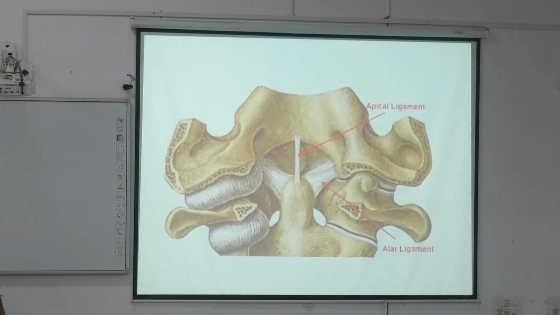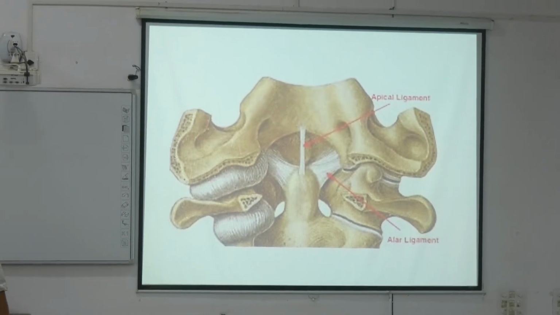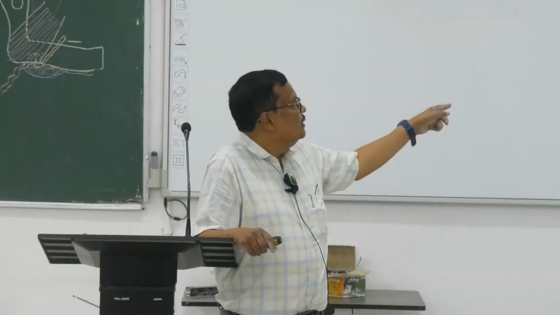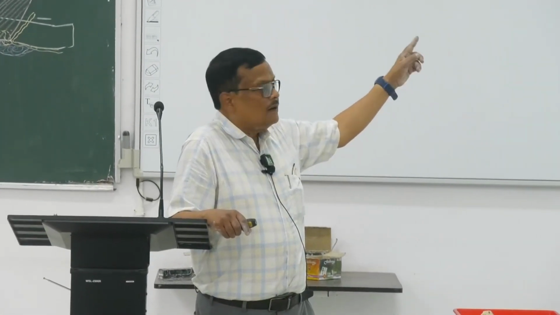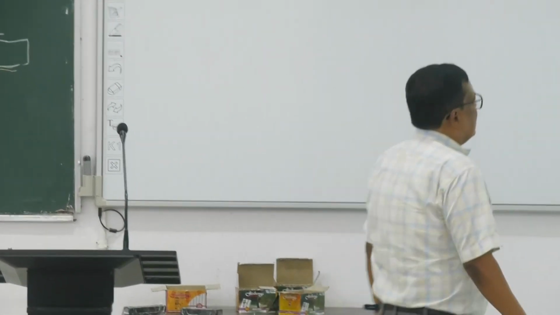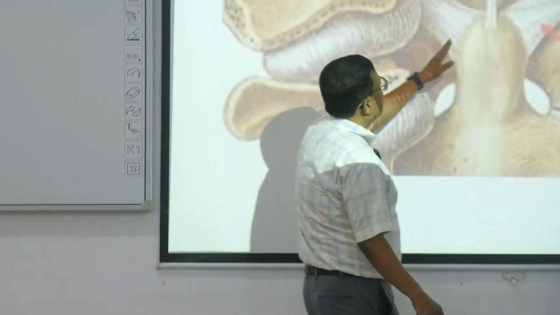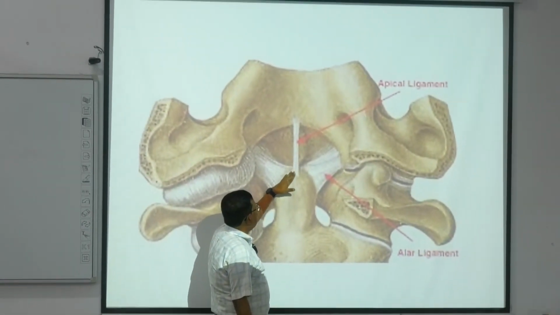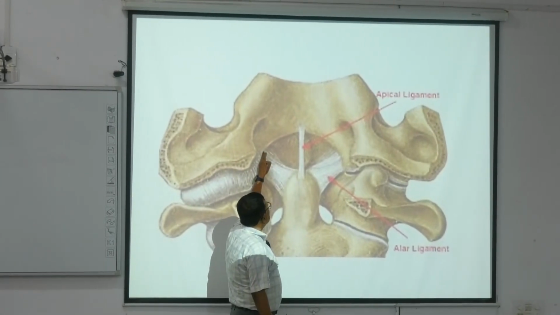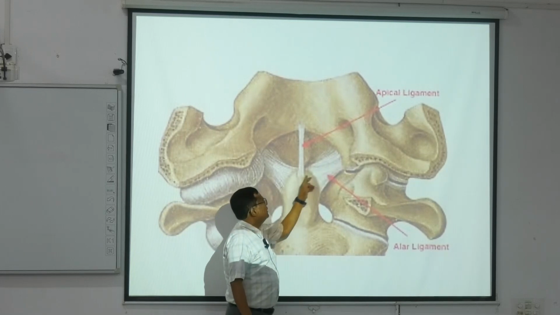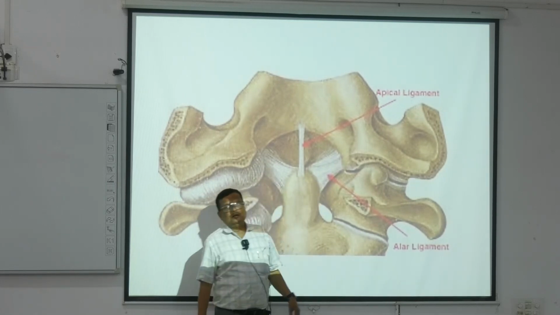There is a very important point about this: it is the remnant of the notochord. This is the notochord that was there, and its upper part is this. It is one remnant of the notochord. Two other ligaments are present, known as the alar ligaments, which extend from the sides of the odontoid process to the lateral margin of the occipital bone, and this is known as the alar ligament.